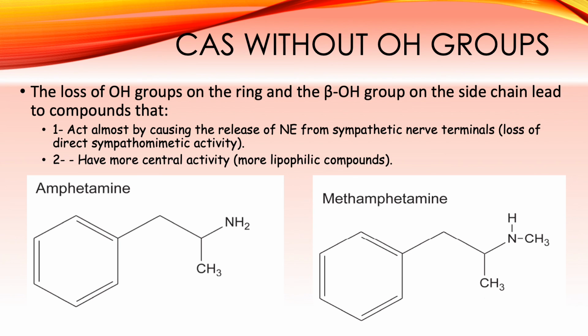So just for example, our amphetamine and methamphetamine. They lose the hydroxyl groups. That is why they are agonists, or they stimulate our nervous system, and they have more effect on the central nervous system because they have more lipophilic substituents and an unsubstituted aromatic ring.